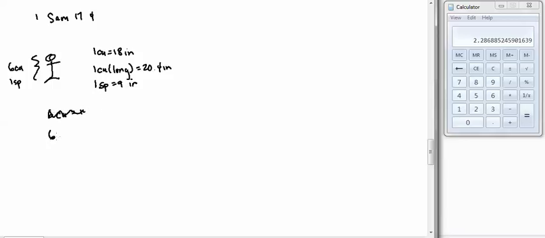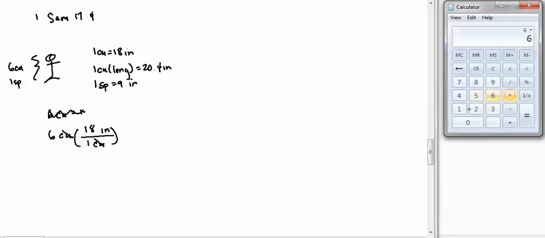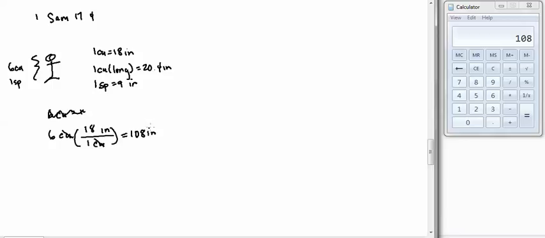I'm starting off with 6 cubits, so I want to convert that to inches, and I have 1 cubit on the bottom, and inches on top, and I know that there's 18 inches in 1 cubit. So the cubits cancel out, and you're left with 6 times 18, which is 108 inches. That's awesome. All right, so that's 108 inches.